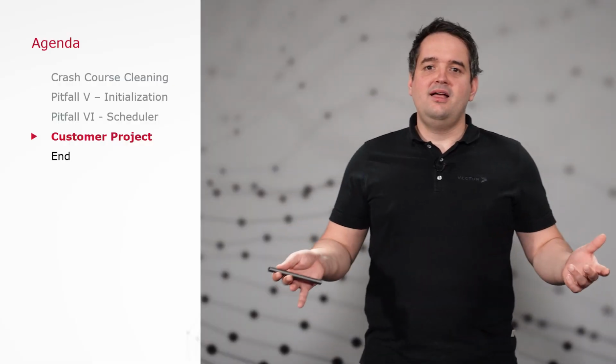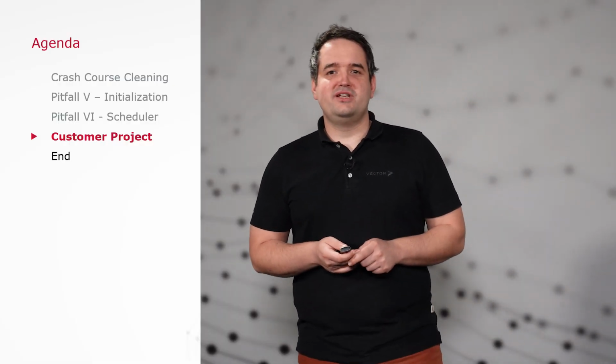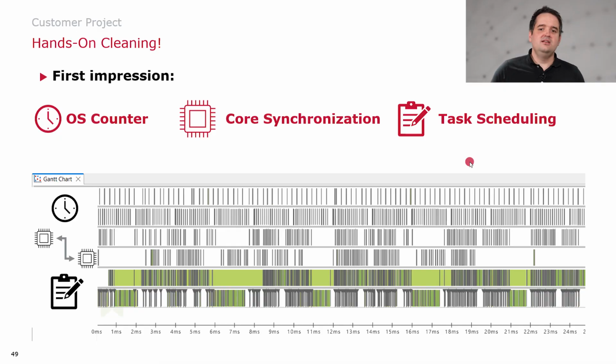So, as the end of the presentation, I would like to bring you a customer project. Here we did really a hands-on cleaning. The first impression was we are seeing the OS counter interrupts in here. We see some core synchronization done in here. And below I brought 2 tasks where you see the scheduling is pretty dense and we try to activate those tasks very often. Let's start by cleaning it systematically.